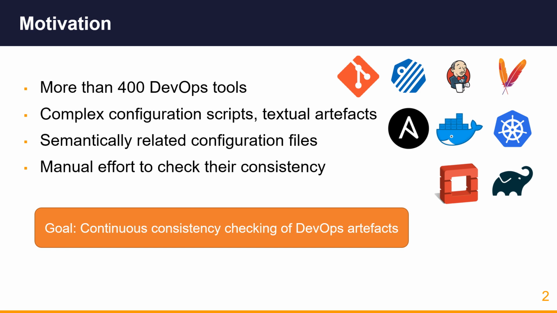These configuration files are usually semantically related, which means if you change something in one of the files, then you usually have to change something else in other configuration files. However, maintaining these consistencies is a lot of work and can be cumbersome and can lead to bugs that are difficult to discover. Therefore, our goal was to develop a solution for the continuous consistency checking of DevOps artifacts.